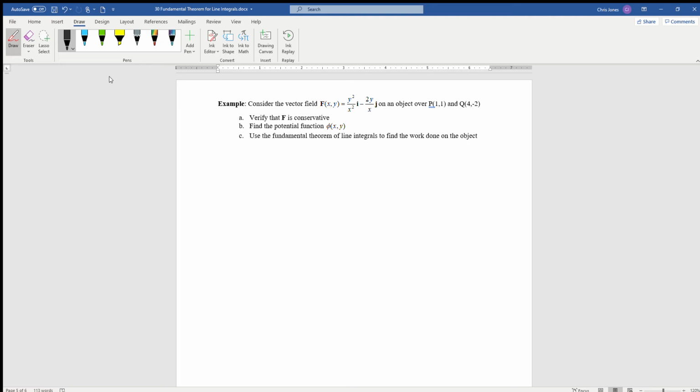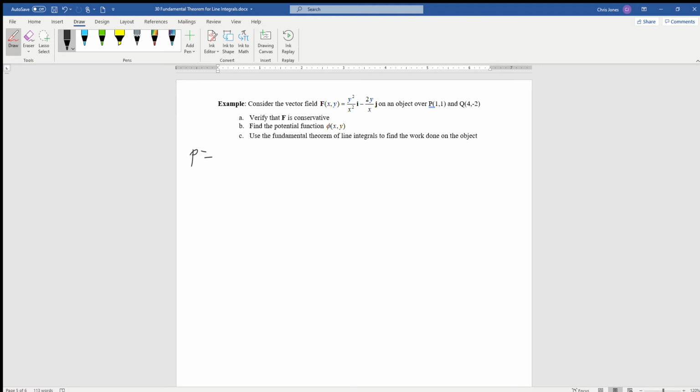We're just going to verify it's conservative. We're going to find the potential function. And then we're going to use the fundamental theorem of line integrals to find the work done. So this completely eliminates the F dot dr if it is indeed conservative. So first of all, let's define P and Q.